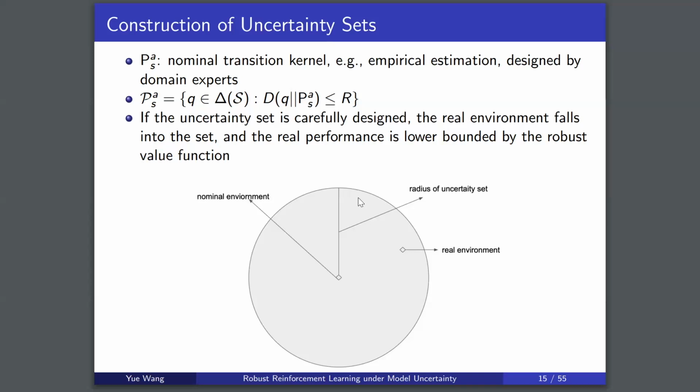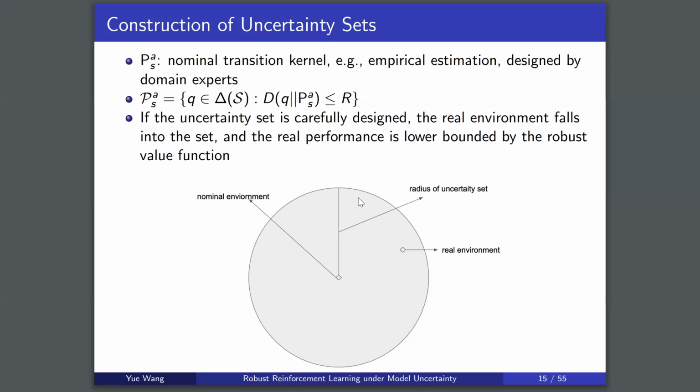So what's the Q and what is P? Are these distributions? Yes. P here is the nominal distribution, and Q is some other distribution. And D here can be any function to measure the distance between distributions, like total variation, KL divergence, and so on.